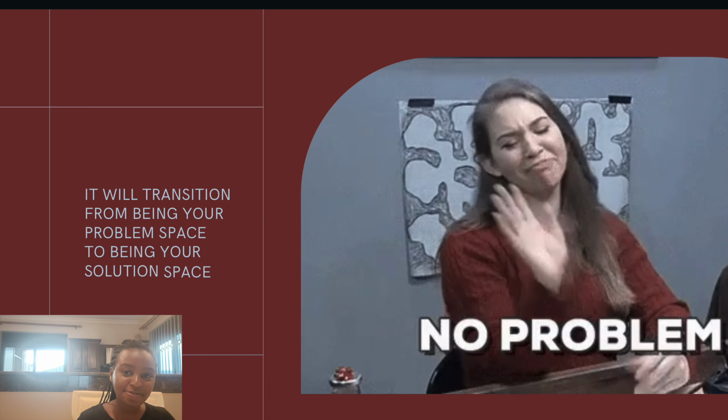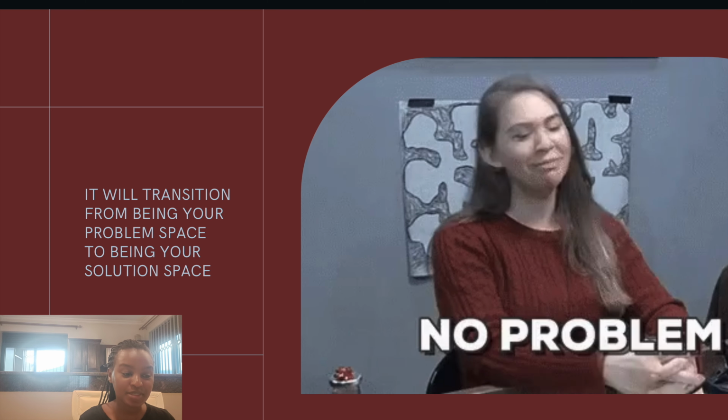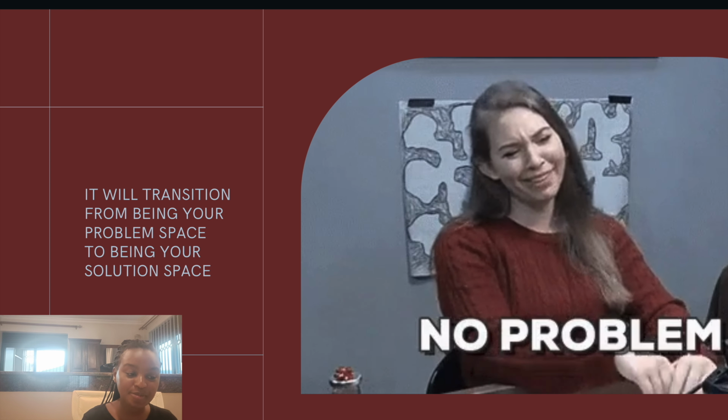So I'm introducing a new term here. It will start from a problem space to a solution space. It will transition from being a problem space to being your solution space. So when you're starting up, this is just a problem. We've not ironed out the details. We've not clearly defined it. It's a problem. And at the end of the day, we want to get to a solution, a model that can actually be implemented, a model that we have thoroughly discussed and agreed upon that now is ready to be implemented.